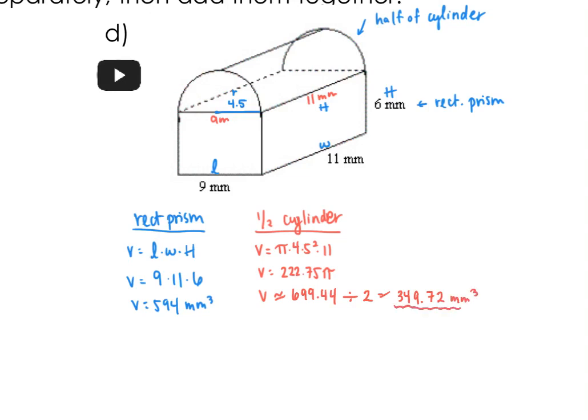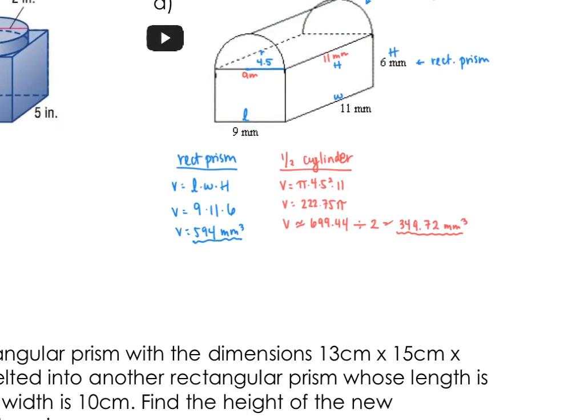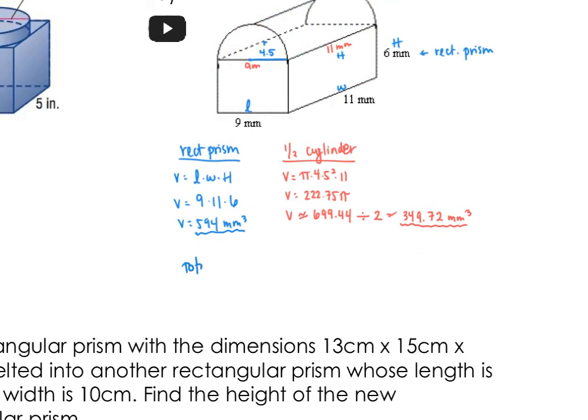So this represents the volume of the top part, and this represents the volume of the bottom part. So to find the total volume, we're just going to add those together. So 594 plus 349.72. You should get 943.72 millimeters cubed.